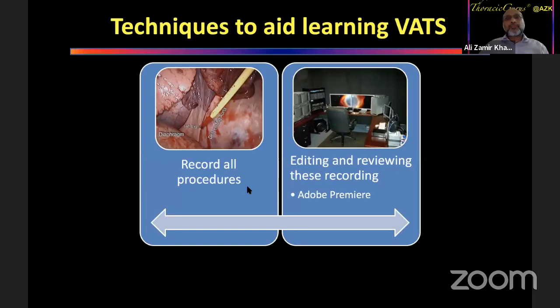I want to get to the important part. Okay, so what are the techniques to learn VATS? The important thing in optics is that anything that you do, you must record. It's absolutely mandatory to record all procedures, no matter what. And more important than recording the procedure is to sit in the evening and edit your videos.